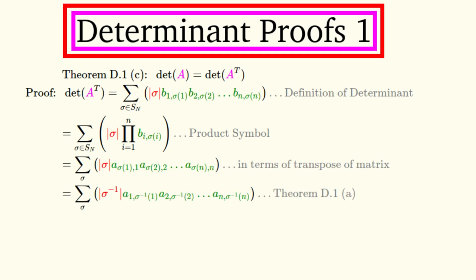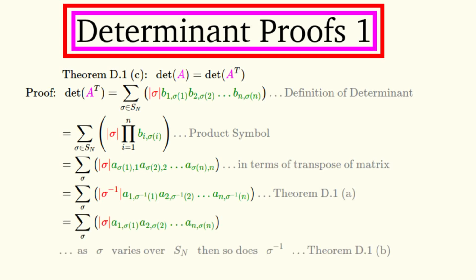We can then transform this expression into this using part A of this theorem. The products in green are the same because we've proven that the indices are the same but just swapped around, and that these parities are the same. Then we can use part B of this theorem to transform this expression into this. It says that they are equal because the dummy variable sigma covers all the possible permutations of length n in both cases. So we can write as sigma varies over Sn, then so does inverse sigma. And because this is the definition of the determinant of A, we can write out that it's equal to the determinant of A. So that's it.